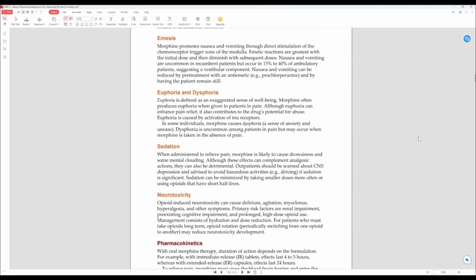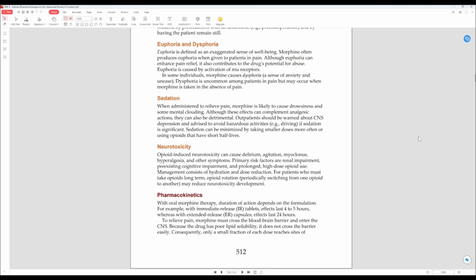Emesis. Morphine can promote nausea and vomiting through direct stimulation of the chemoreceptor trigger zone of the medulla. Emetic reactions are greatest with the initial dose and then diminish with subsequent dosing. Nausea and vomiting are uncommon in recumbent patients, but may occur in 15 to 40% of ambulatory patients, suggesting a vestibular component. Nausea and vomiting can be reduced by pretreatment with an antiemetic, such as prochlorperazine, and by having the patient remain still.